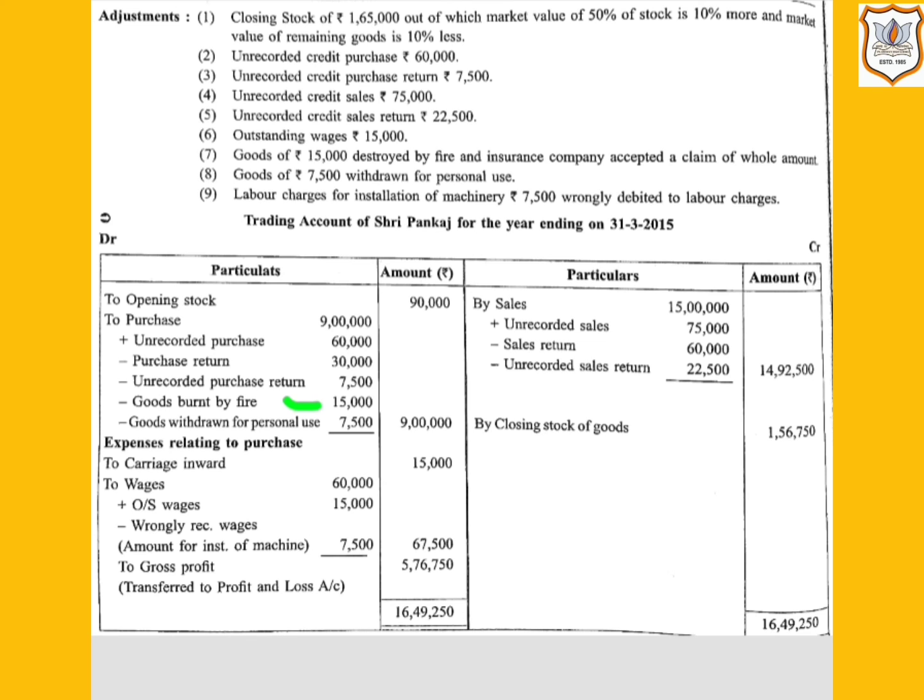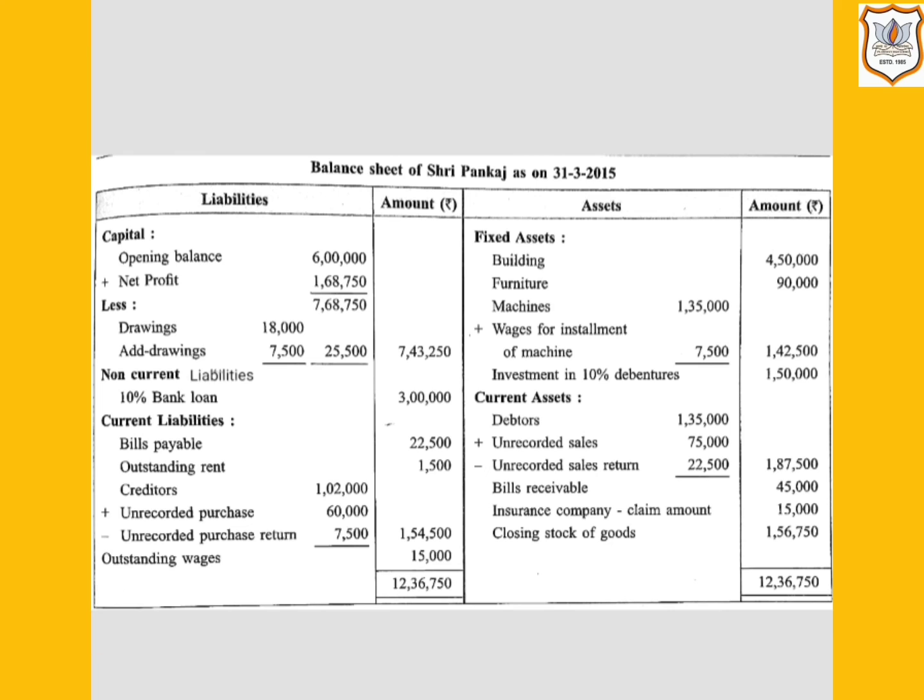Goods of rupees 7,500 withdrawn for personal use. I just explained, goods going out other than sales will be deducted from purchase. So here also we will deduct it from purchase. Amount is rupees 7,500. And since it is goods withdrawn for personal use, that means it is drawings. So here we will add it to the drawings that is given in the trial balance. Amount is 18,000 and here the amount is 7,500. So our total drawings is 25,500. Now let us see the next one.